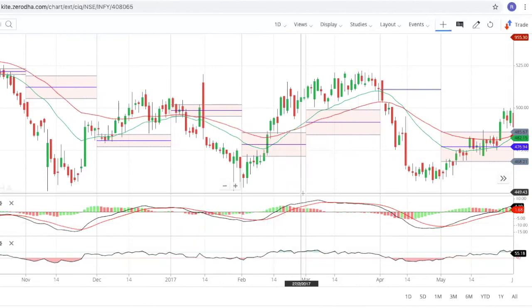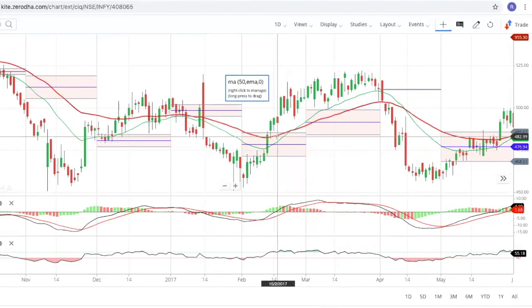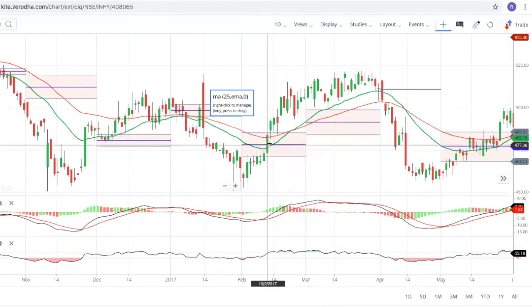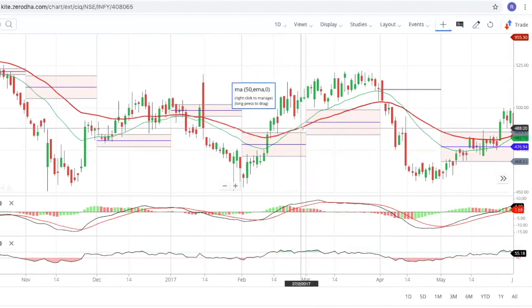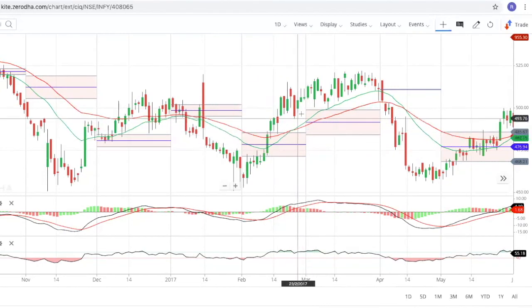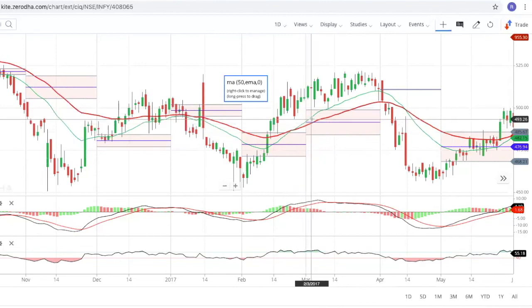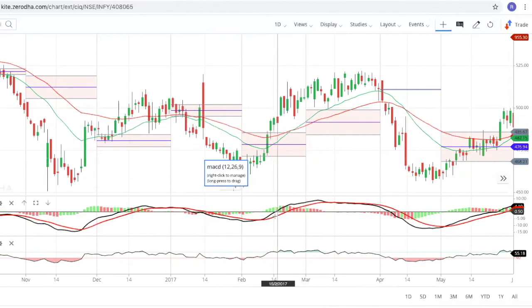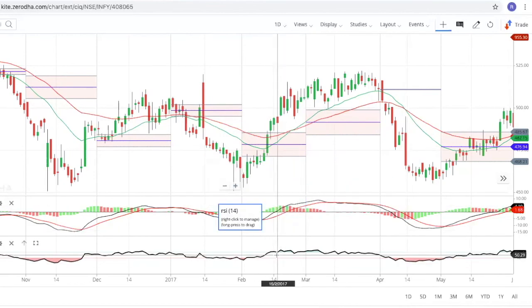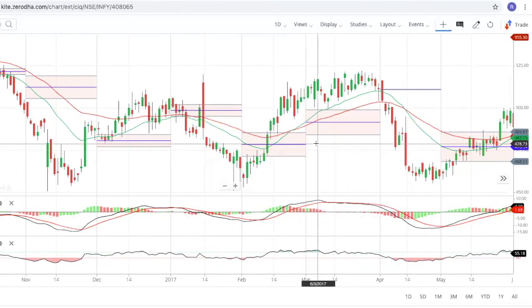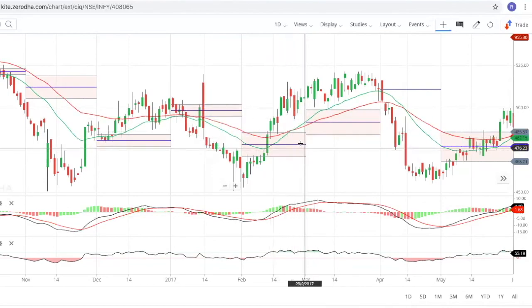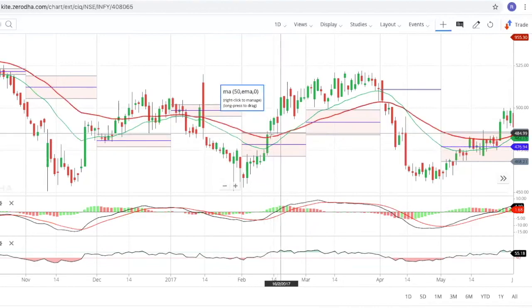Okay, so we understood the rules. The first rule is that the 25 days moving average is above the 50 days moving average. Second is when the MACD line crosses over the signal line and it is above the zero line. Third is that the RSI is above 60. Now here, if it is trading around the pivot zone, the central pivot range, then we'll not take a trade at that time. So this is exactly the rules.